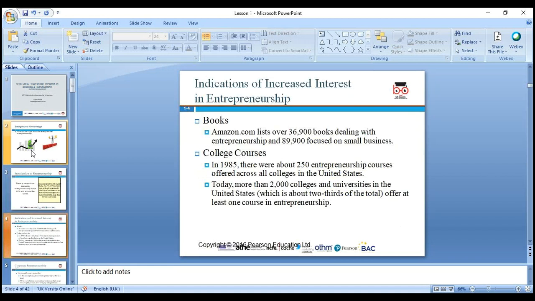So we need to look at these indications of increased interest in entrepreneurship. Why? There are over 36,900 books on Amazon dealing with entrepreneurship. Always when you click on any video on YouTube, there is a background advertising, such as become a millionaire in many days, different ideas working on social media, in the gaming industry. All this gives you a lot of ideas.